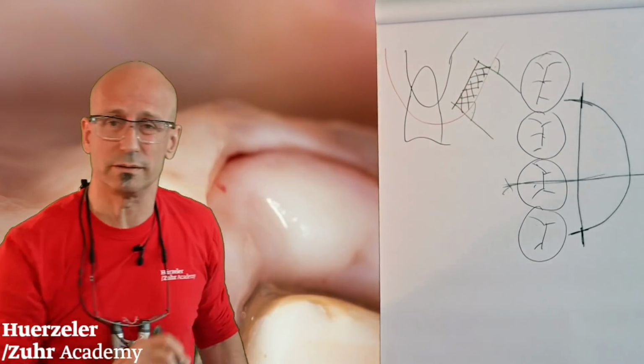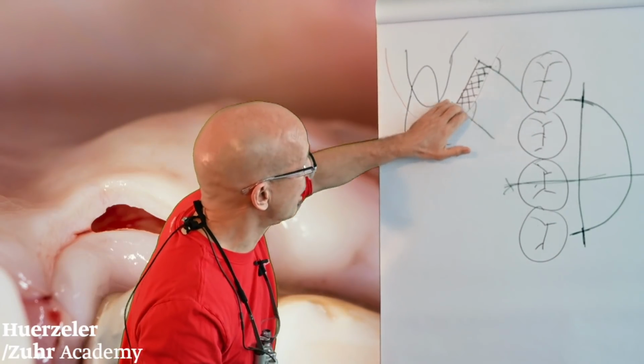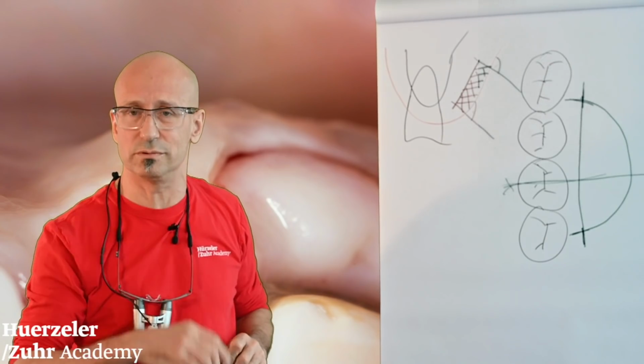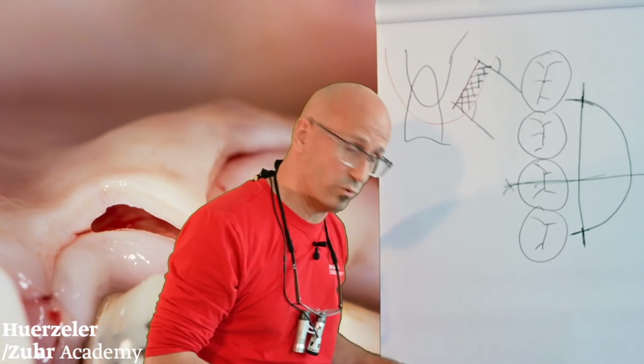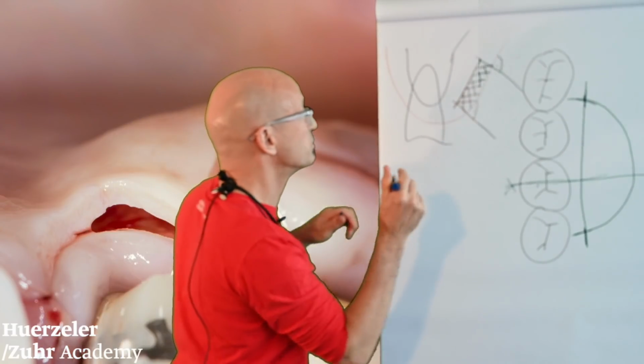This is what you want. You want to have an equal thick graft from the top to the base. That's your goal. But most of us do. We have to be honest. Most of us do that.